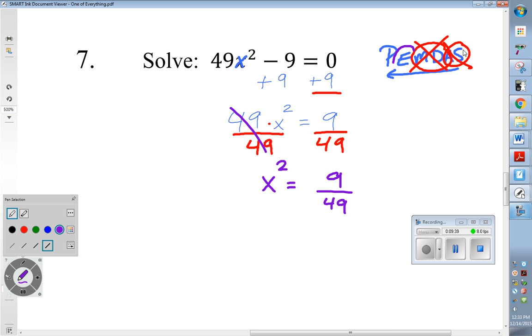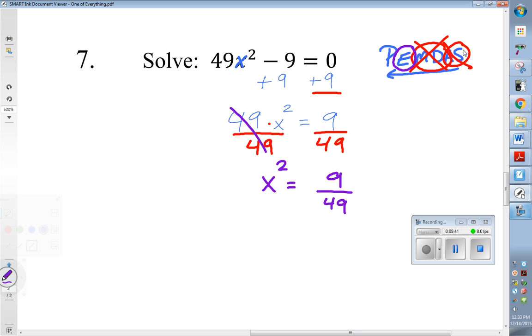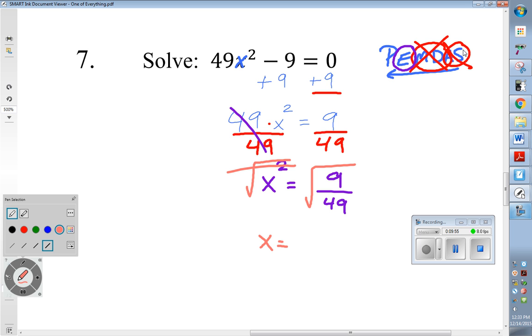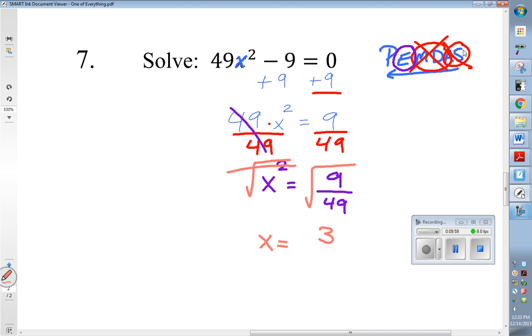Now I want to get rid of exponents. All right, I have an exponent here. I've got that square. So if I want to get rid of that square, I need to square root both sides. That cancels. I can do this. The square root of 9 is 3. The square root of 49 is 7.